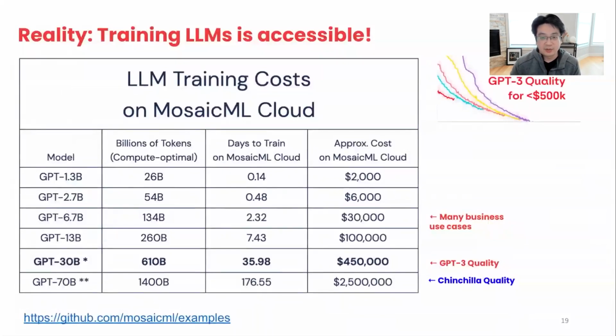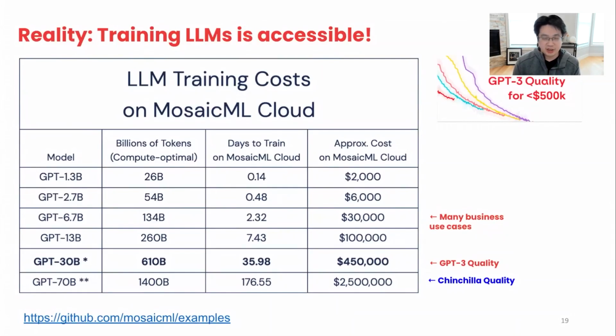In a blog post that we put out, we show the different speeds, fees and costs for training large language models across different model sizes. And the most important bit to index on is that training a 7 billion parameter large language model only costs around $30,000. This is at least on the MosaicML platform. And it takes about 2 to 2.5 days or so on 128 GPUs. This is actually accessible, and this is actually useful for many business use cases.